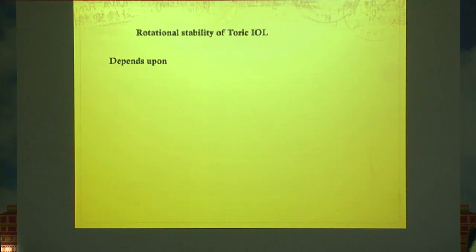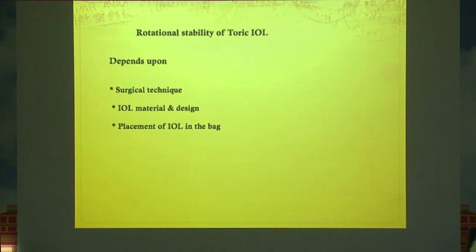Rotational stability is a very important factor. It depends upon the surgical technique. If you have a good axis and all, then there is less chance of rotation. Apart from other factors, IOL material and design are important, because materials like silicone IOLs are less stable than acrylic material, and the open loop haptic is slightly less stable than the closed loop, like plate haptics. So the design is important. Placement of the IOL in the bag is important, otherwise you will have different results.